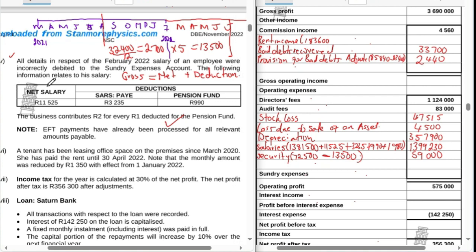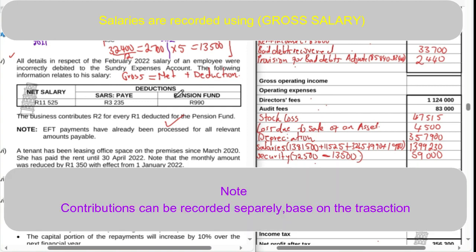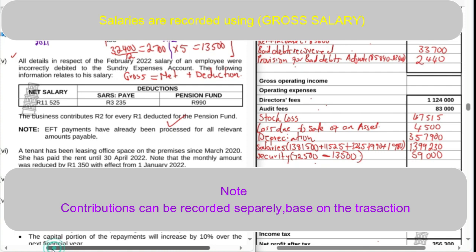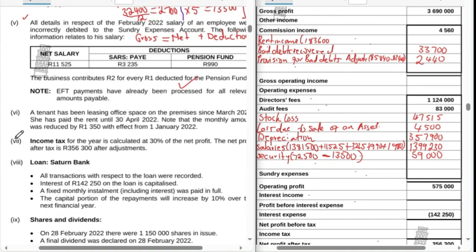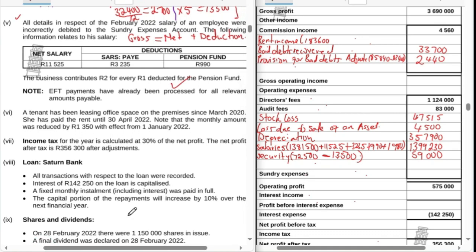Please take note that whenever you record salaries, please use gross salary, not the net. Most of the mistakes that we make are showing the net salary. Please guys, add everything and find out if your salaries include contributions. If not, then contributions go separately. And then now we can go to information number 6 and find out what is happening.